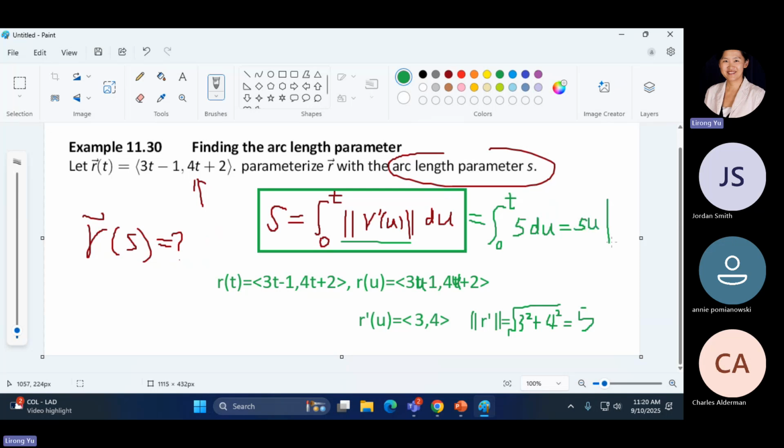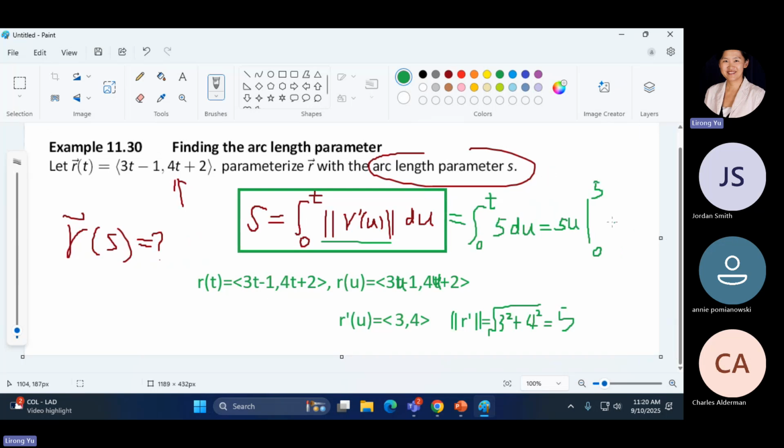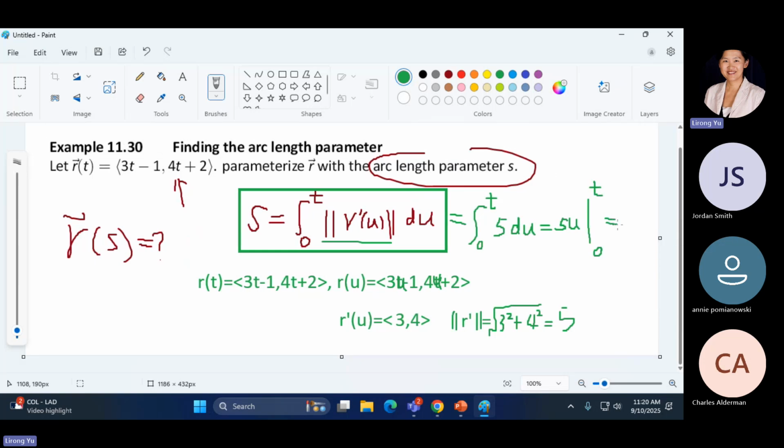Then we have to put in the upper limit and lower limit to the u. So after the integration, u equals 5 and u equals 0. When u equals 5t, the upper limit is not 5, it's t. It's a variable integration limit. So putting t as u, we have 5t.